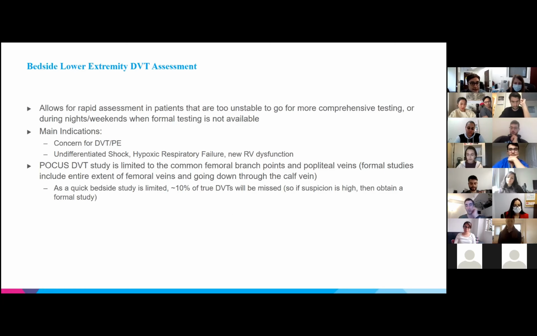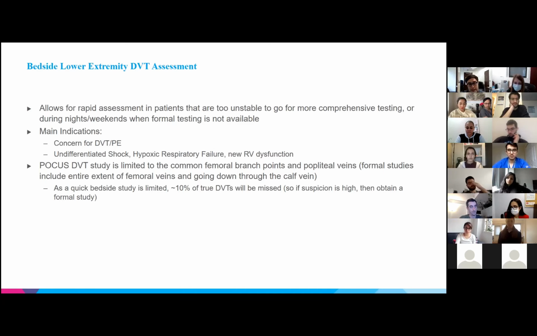So for bedside DVTs, why do we do it, right? It allows for rapid assessment in patients that are too unstable or who can't go for more comprehensive tests, or if it's during a night or weekend, when formal testing is not available. The main considerations for doing them is if we're concerned for a DVT-PE, if the patient has undifferentiated shock, right? If they're hypoxic and we don't know why, if they have new RV dysfunction on bedside echo, and we want to see, could it be a DVT-PE that's playing a role.